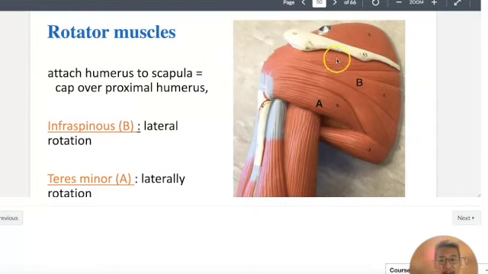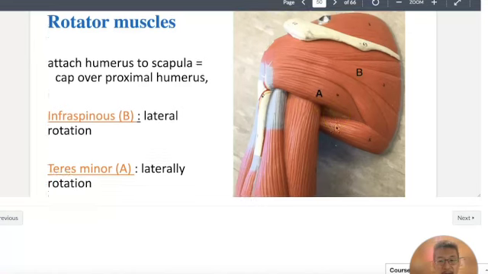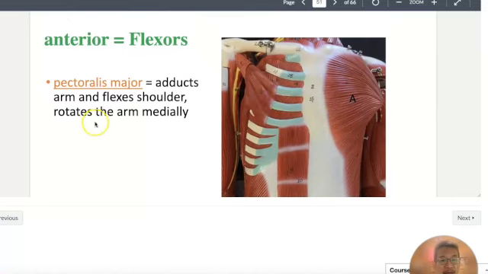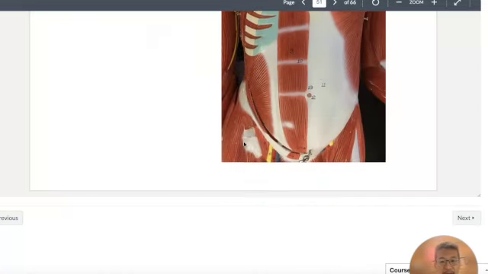So here is the, remember the spine of the scapula? Supraspinatus would be here, infraspinatus, and teres minor, and then subscapularis in there. Flexors, pec major. Okay, pec major, this big one. Again, here on the inside would be pec minor, and down here would be the serratus anterior.